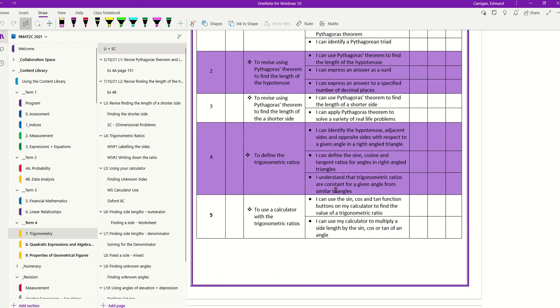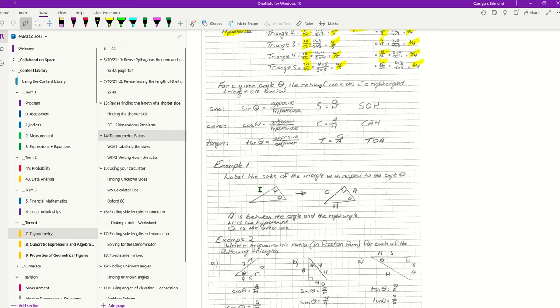You're meant to understand, as one of the points in the curriculum, that the trigonometric ratio is a constant for a given angle, and you're meant to understand that from similar triangles. Now that you understand that, you're probably not going to use it again, or certainly not right now. If we come down here, now we're going to define these trigonometric ratios.